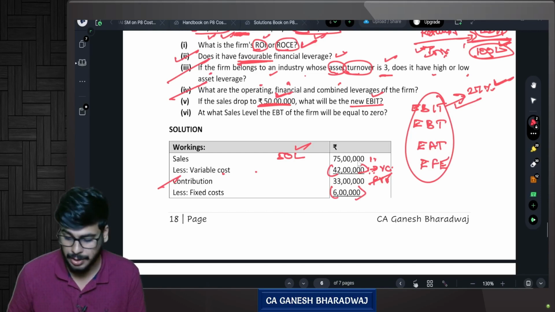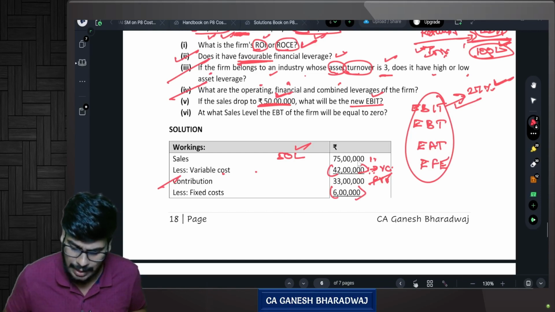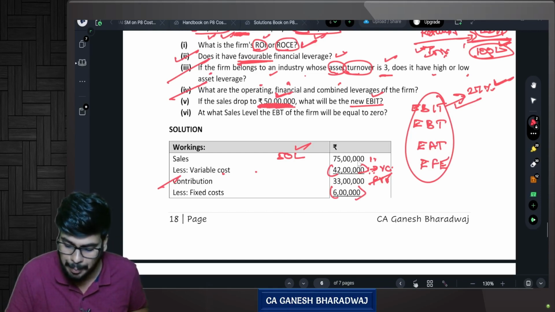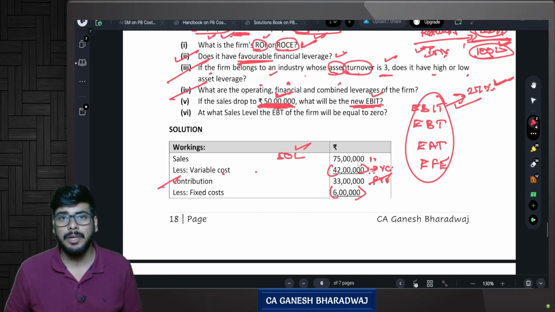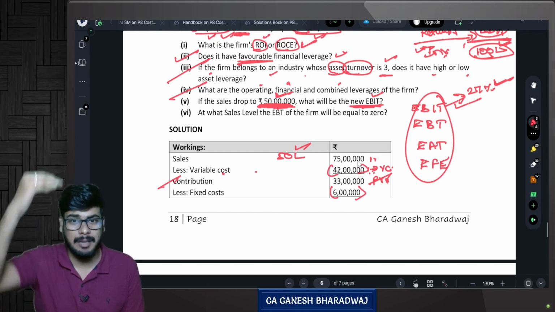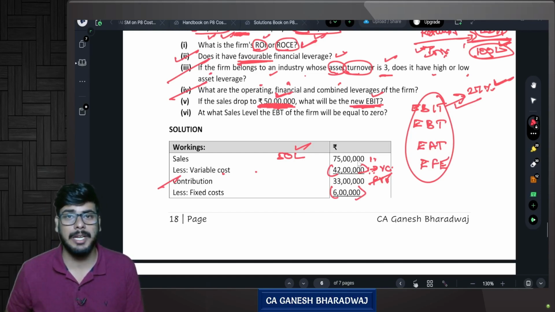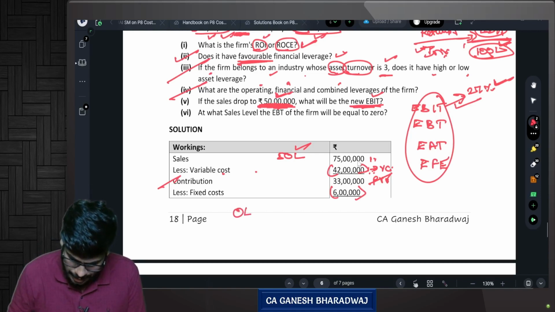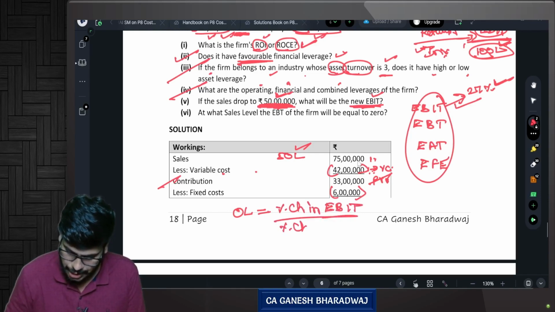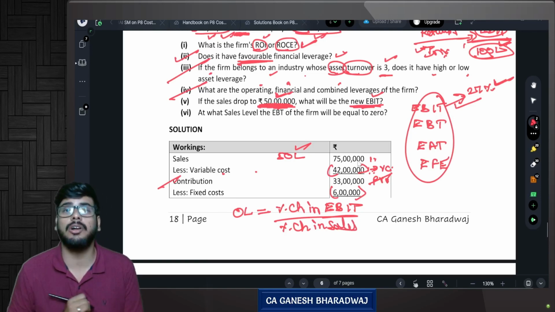What is the way to do this, sir? Now, look at this. What have they asked for here? If my sales drop to 50 lakhs, what will be the new EBIT? Now imagine this income statement. Whatever I taught you in operating leverage talks about the relationship between sales and EBIT, correct? Or in other words, can we say operating leverage is equal to percentage change in EBIT upon percentage change in sales, correct or not? Yes.